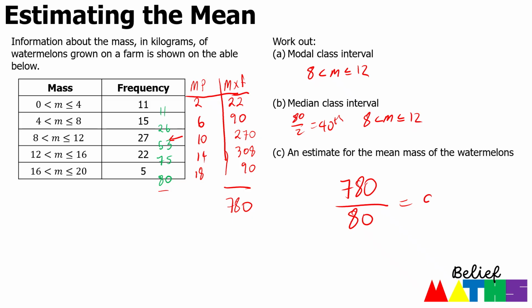And we get 9.75 kilograms. Now the reason it's an estimate is because we don't know exactly what weight each of those watermelons were. We've assumed it's in the middle. It could be below that, it could be higher. So the mean could be bigger than 9.75, but it also could be smaller. It's because we don't know the exact value. So again, the fairest way to estimate is to use that middle value.